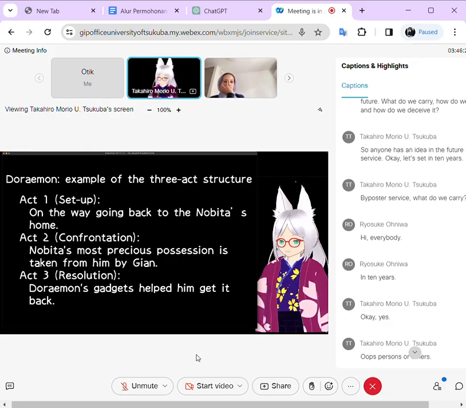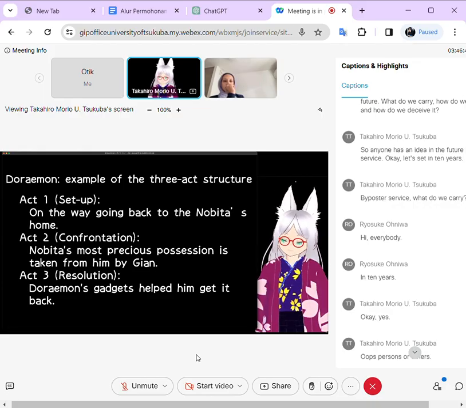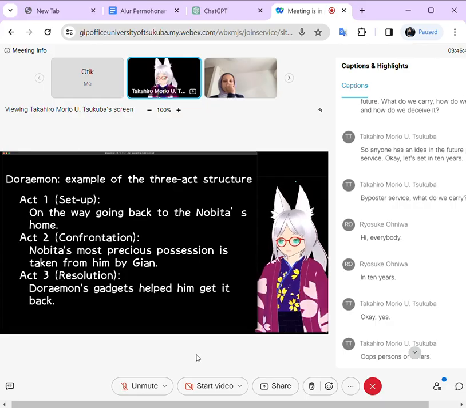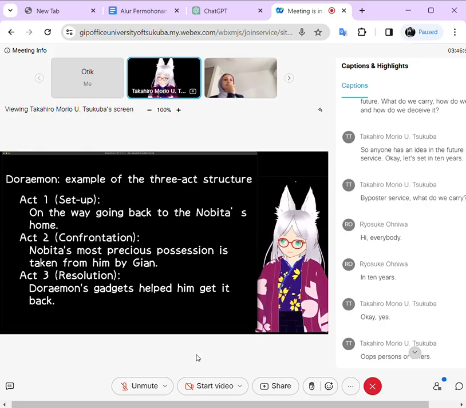But the usual Doraemon story will not end at that point. Then, something like after the second stage of Act 2, Nobita tries mischief using this gadget. And in the second stage of Act 3, finally Nobita fails. So this is the basic structure of Doraemon, based on the three-act structure.